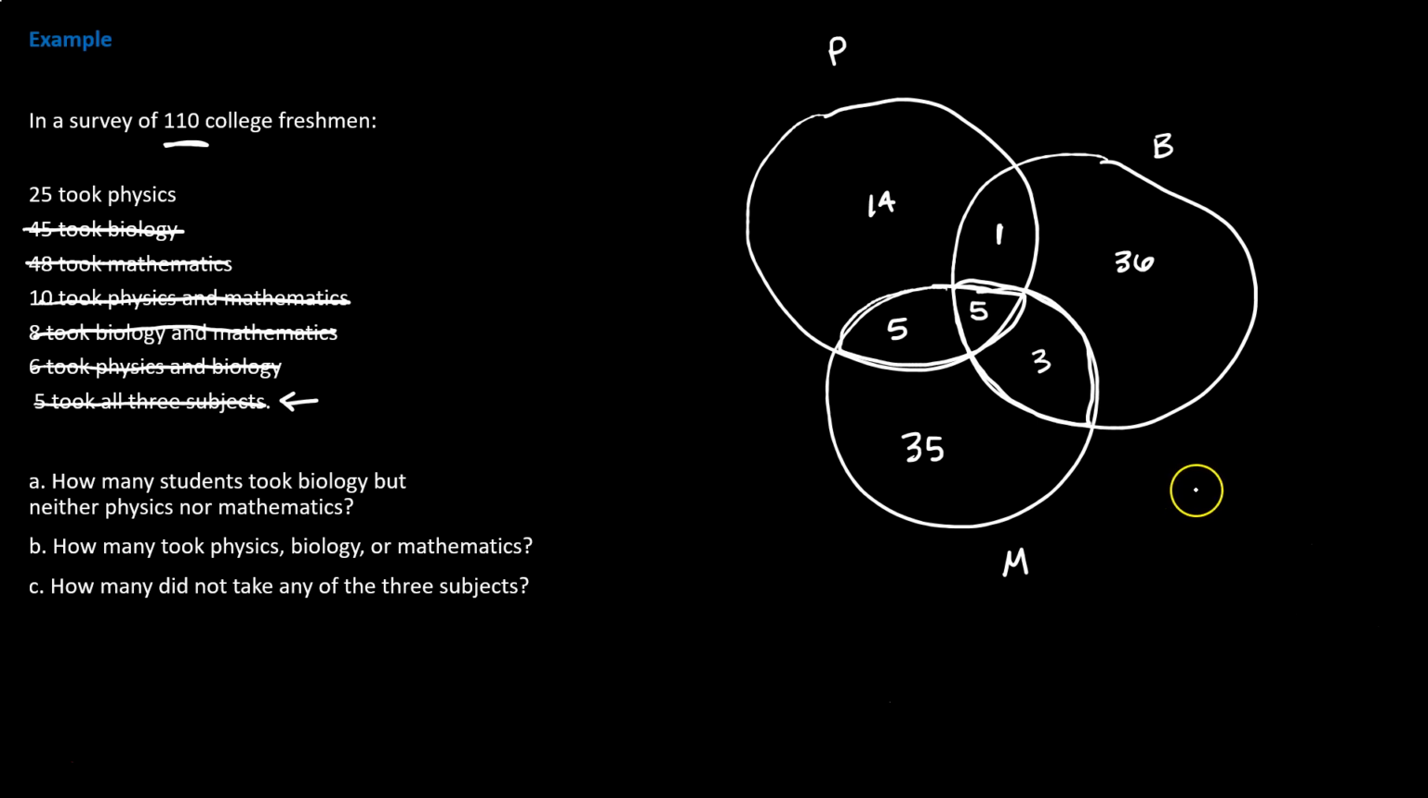The simplest way to do that is add up everybody that is appearing in these circles and then find out if it matches 110. So we'll do 14 plus 1 plus 5 plus 5 plus 36 plus 3 plus 35. Notice that I'm not adding up 25, 45, and 48. 25 is everybody inside of this first circle. 45 is everybody inside of this biology circle. If I added 25 and 45, I'd count this student and these 5 students twice. So we need to be careful of that.